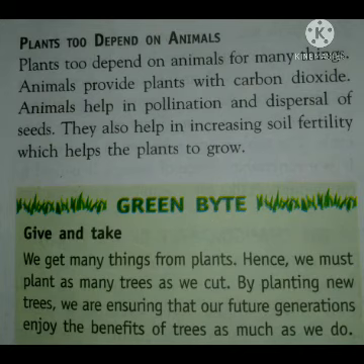Plants too depend on animals. Plants too depend on animals for many things. Animals provide plants with carbon dioxide gas. Animals help in pollination and dispersal of their seeds. They also help in increasing the soil fertility, which helps the plants to grow.